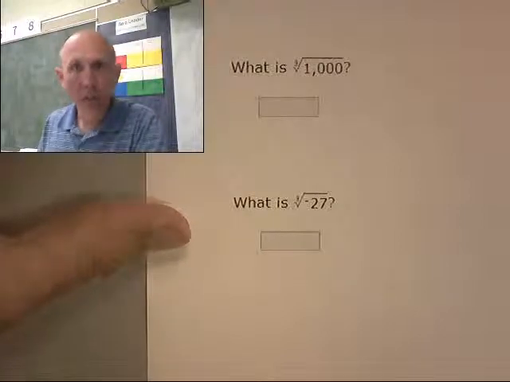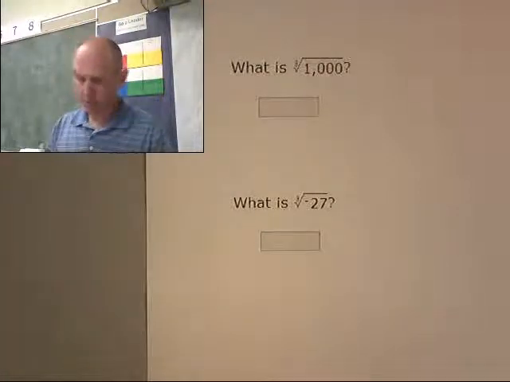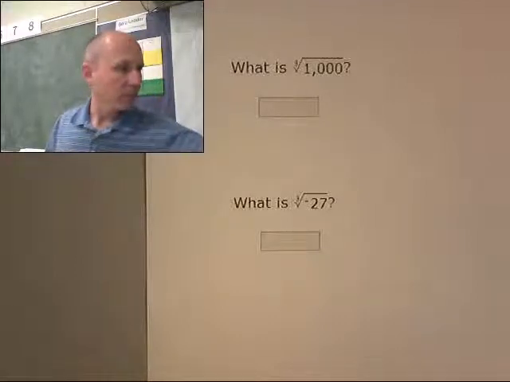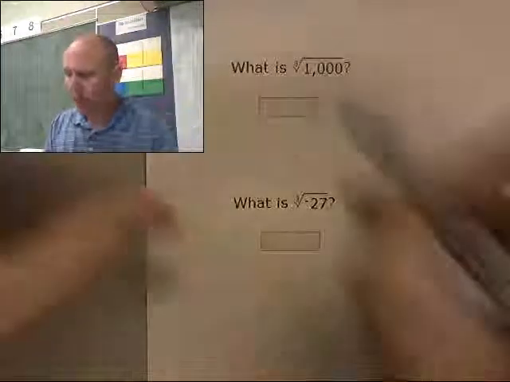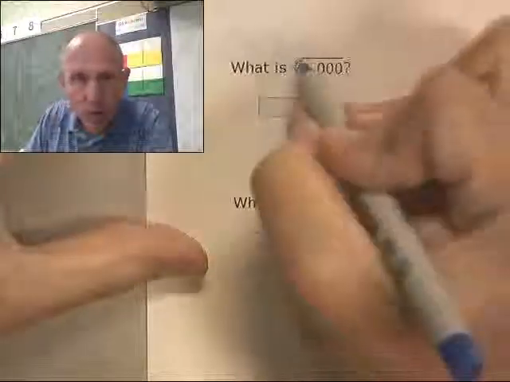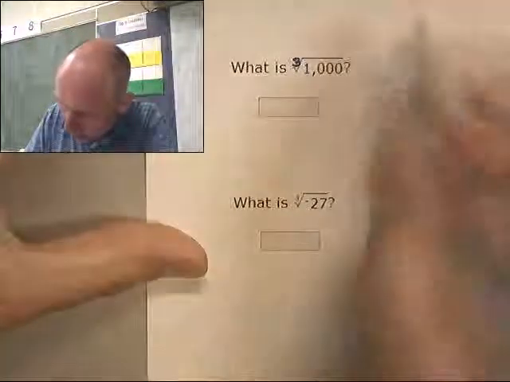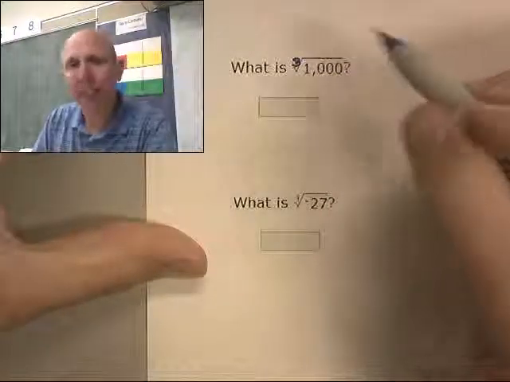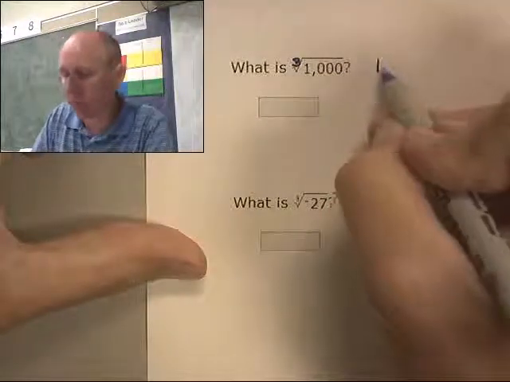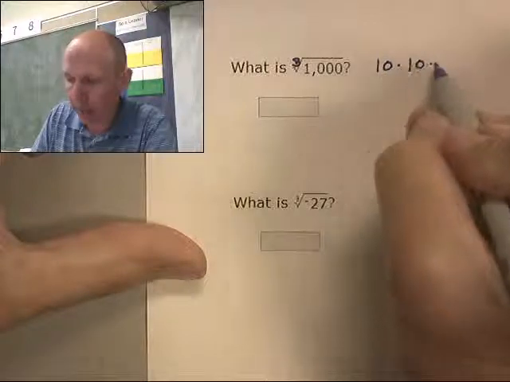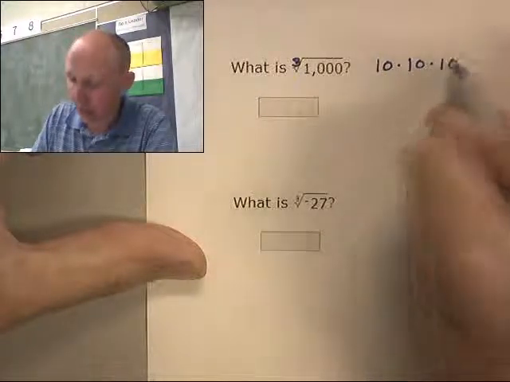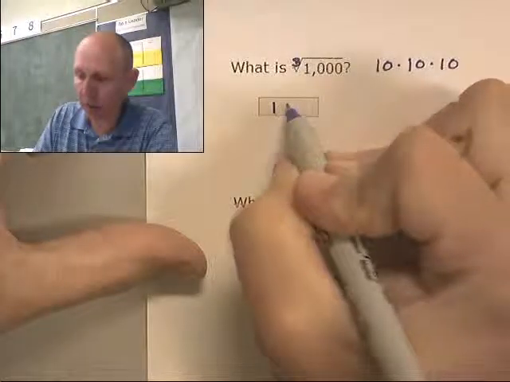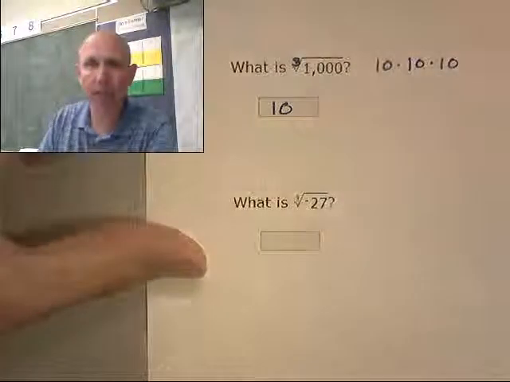What is the cube root of 1,000? Now I see that radical there. And how do I know that it's a cube root and not a square root? It's kind of hard to see, but there's a little 3 right there. So it's asking me for the cube root of 1,000. What times itself would be 1,000? Well, that's 10 times 10 times 10. That's 100 times 10 is 1,000. So the cube root of 1,000 is 10.